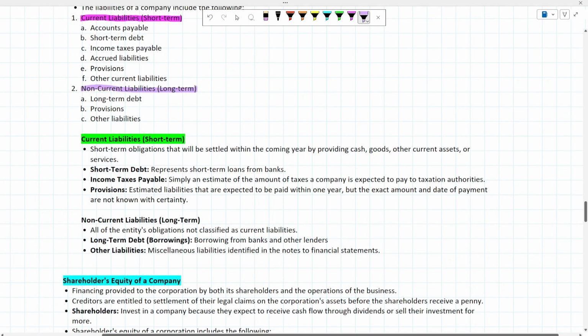Non-current liabilities, long term, so I'll highlight that in green. These are all of the entity's obligations not classified as current liabilities. Long-term debt is borrowings from banks and other lenders. Other liabilities are miscellaneous liabilities identified in the notes to the financial statements.